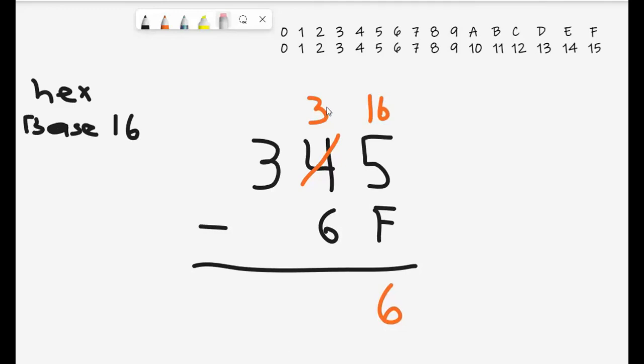In our next column, we have 3. Take away 6 from 3. Well, you can't do that, but we can borrow from the next column. When we borrow from the next column, we decrement this one, and then we put whatever base we're in up top. It is then this number, the base, minus the bottom. So what is 16 minus 6? That is 10. And then 10 plus 3 is 13. So this is D.